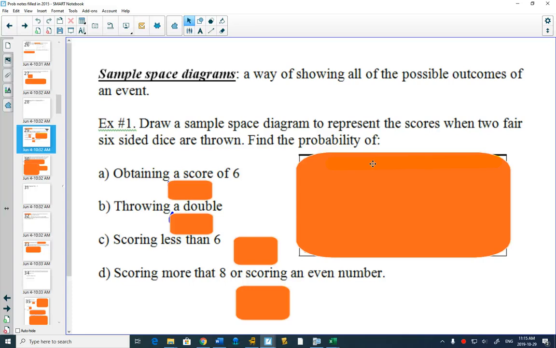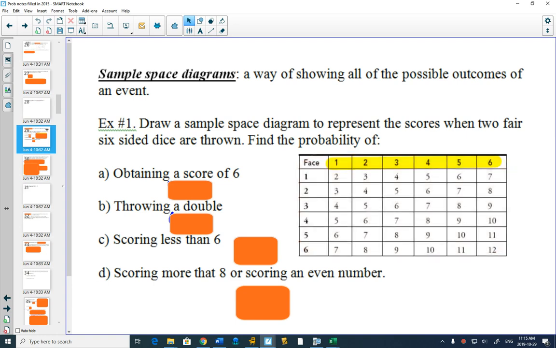So sample space is listing all the possibilities of something. Sometimes we need a diagram. Sometimes we use a tree diagram to show a sample space. So if you roll 2 dice, you could represent that with a chart.